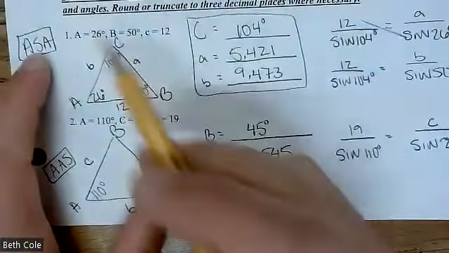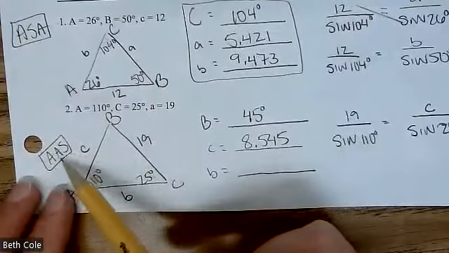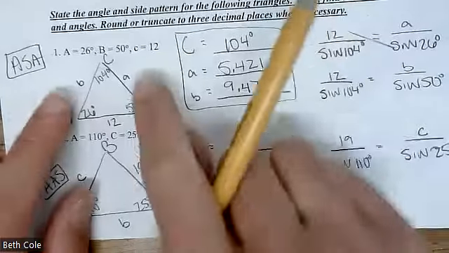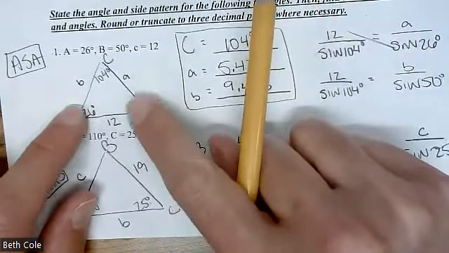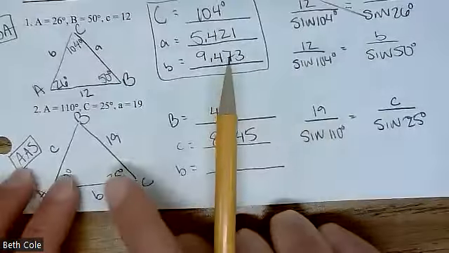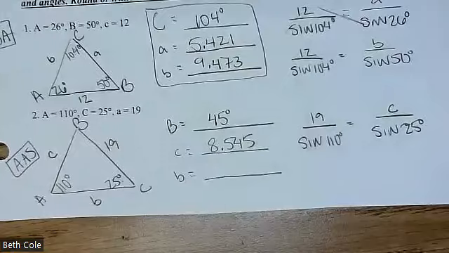For angle, side, angle, the side has to be in between the two angles. And for angle, angle, side, the side is not in between the two angles. So here, watch me point to it. For this one, we had these two angles. Do you see how the side is in between them? For this one, we have these two angles. The side is not in between them. So that's the only difference.